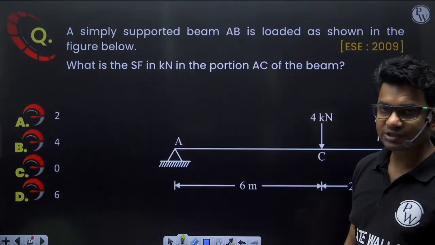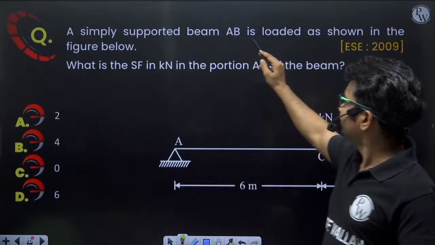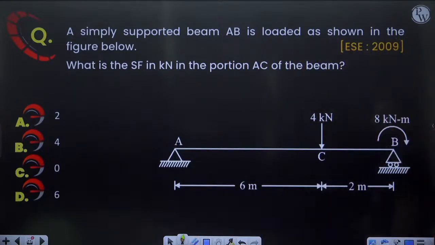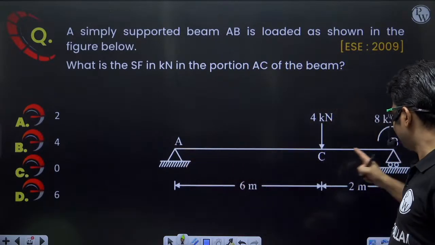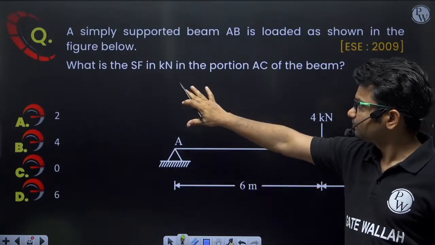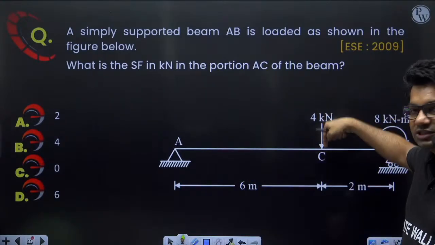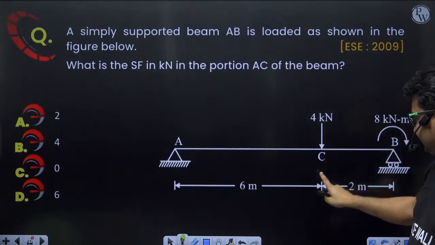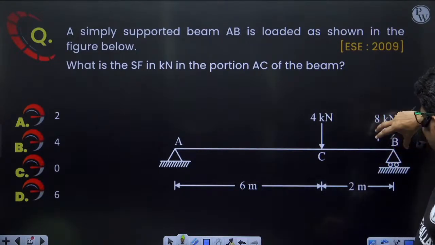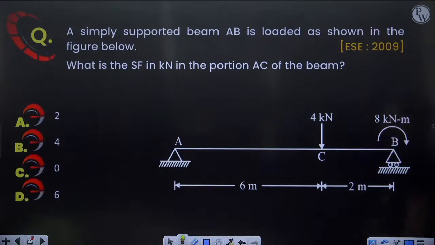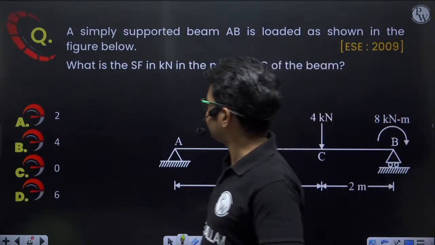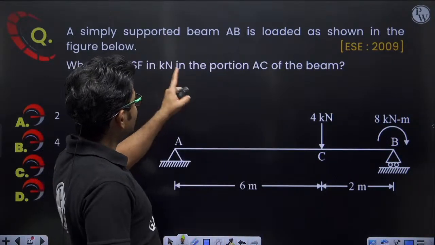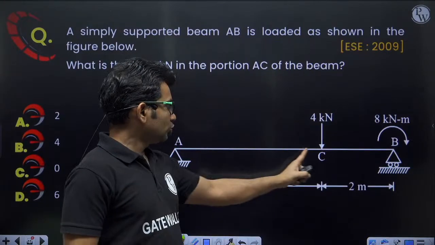Let's move on to the next question. A simply supported beam AB is loaded as shown in the figure below. So this is the simply supported beam AB. It is loaded with a 4 kilonewton point load acting at point C. The distances are 6 meter and 2 meter, and here we have an external moment of 8 kilonewton meter. What is the shear force in kilonewton in the portion AC?